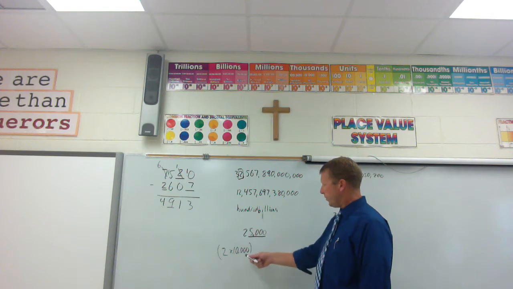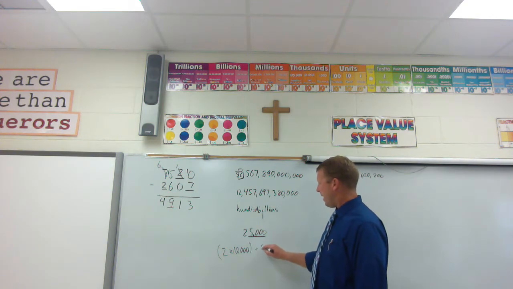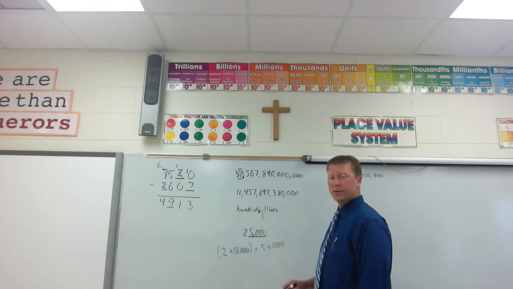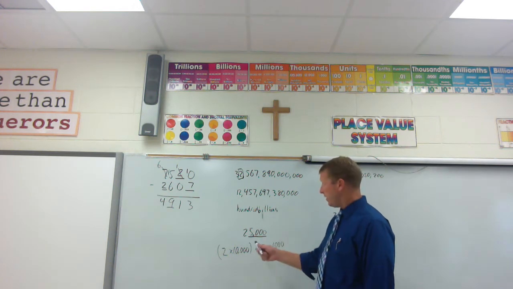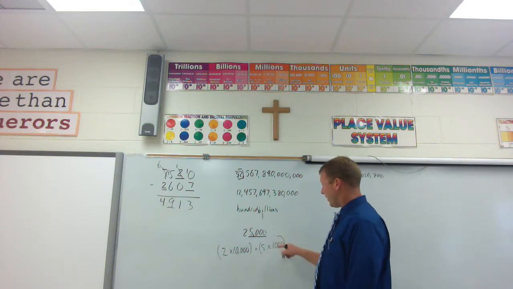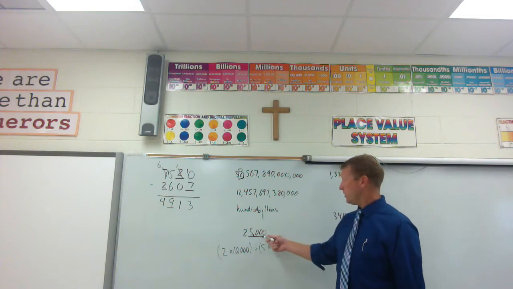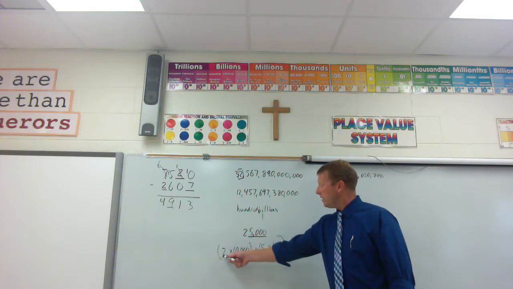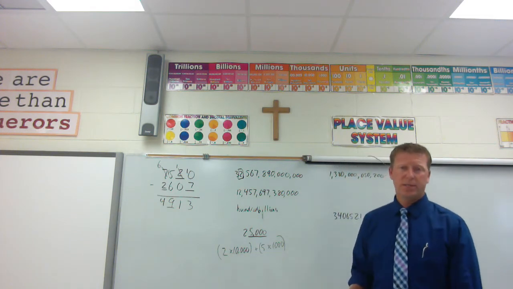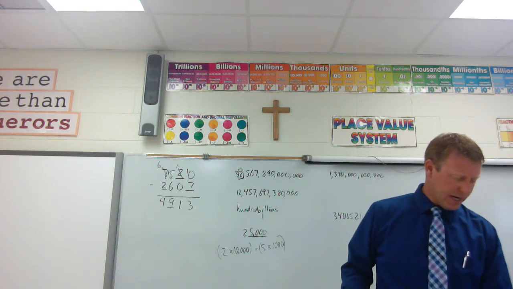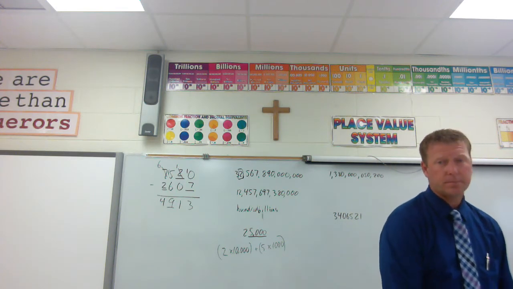2, then there's 4 numbers. I need 4 zeros. Plus, next number, 5, how many zeros are after there? 3 zeros, put 3 zeros. Or say, what position is the 5 in? It's in the thousands, so I write the number 1,000. Don't have to do anything else because the rest of those are zeros, so I don't need it in expanded notation. It's 2 times 10,000 plus 5 times 1,000.